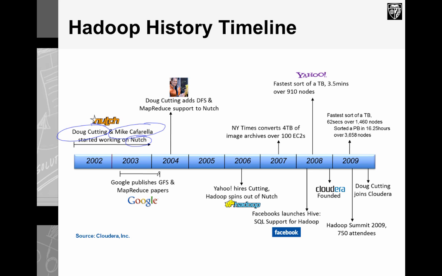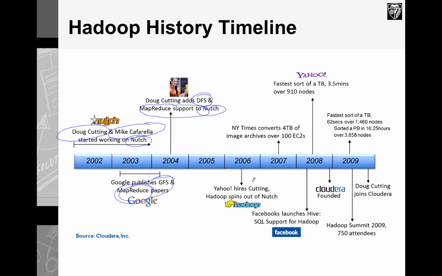In the meantime, around 2003, 2004, Google publishes a paper called GFS and MapReduce. Doug Cutting takes the GFS paper, which is the Google File System, and implements something called DFS, which is the distributed file system. He uses the GFS paper as the blueprint for that. And then he also implements the MapReduce technology. Google only publishes the paper, they don't give you the source code. So he uses that blueprint to create MapReduce, and he adds this support into Nutch.